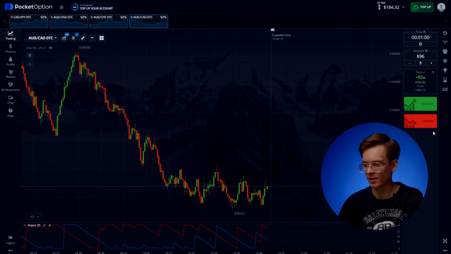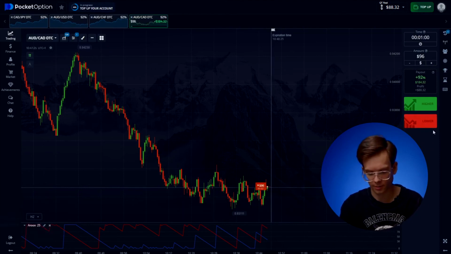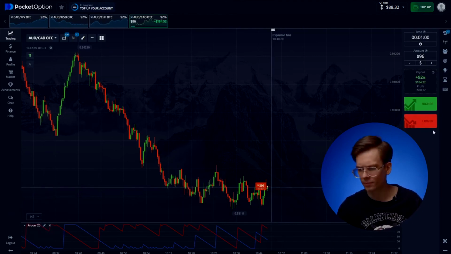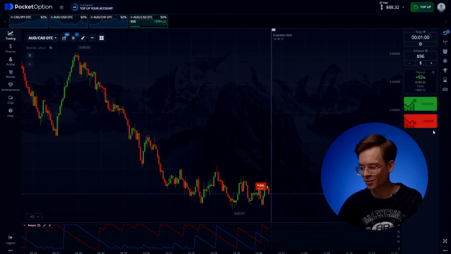Okay, now Aussie Canadian. Let's see if the downtrend pattern repeats here. Sorry, forgot to mute. Just a moment. What did I say? Downtrend. Damn, what does a downtrend have to do with this? It was in the last trade.